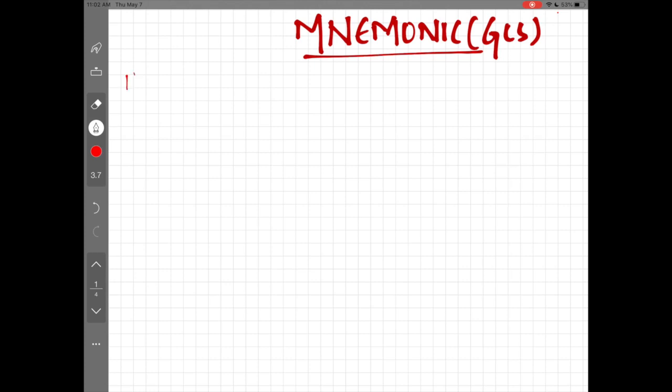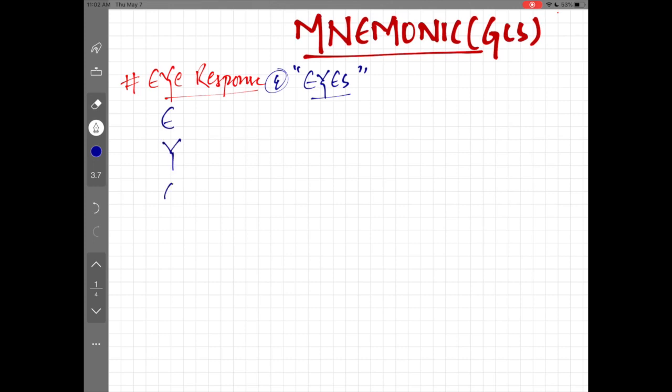Now let's start with the mnemonic. So the first was the eye response, right? So the mnemonic for eye response would be "EYES" itself. So eyes itself is the mnemonic. Let's write it E, Y, E and S.